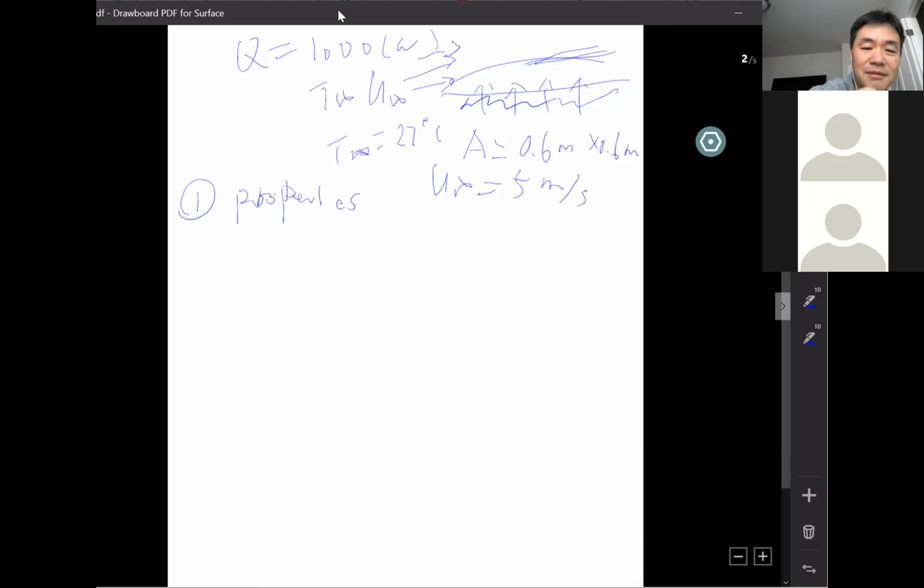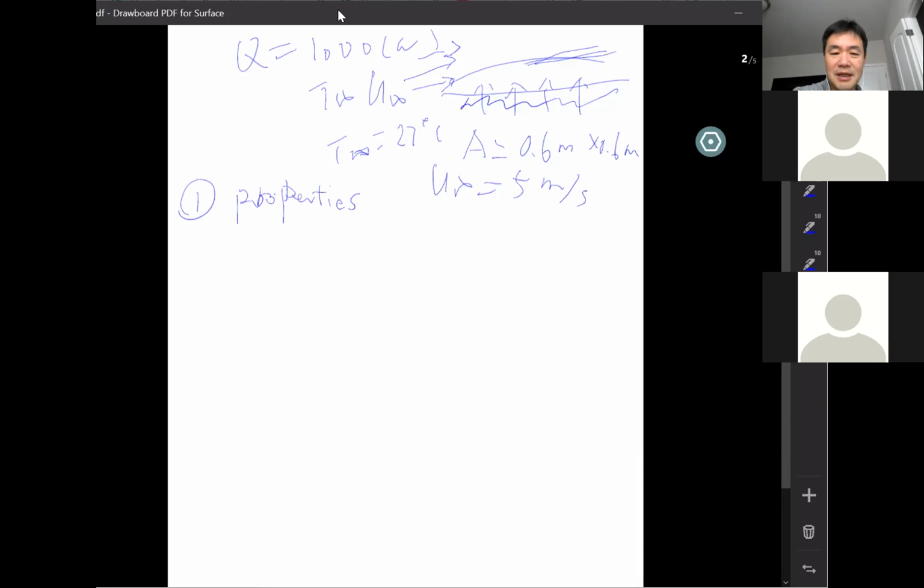Just like the previous problem, you find the properties. Where do you find property? You have those appendix, right? In this textbook, we have the engineering tables. It shows you most of the property. But for the boundary layer heat transfer problem, you actually have a problem.